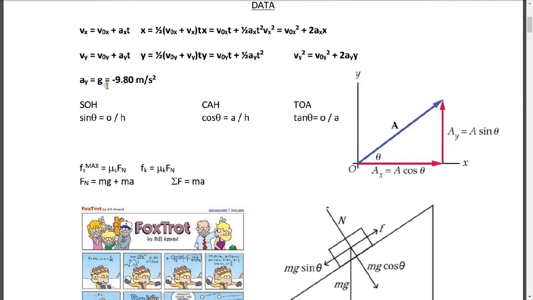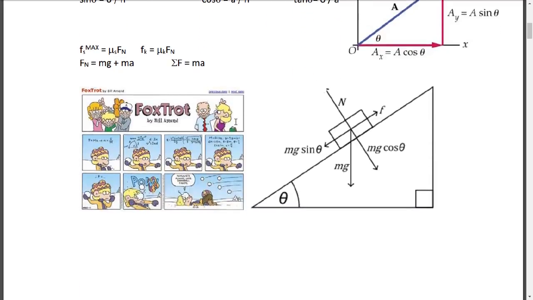We have the acceleration due to gravity, negative 9.8 meters per second squared. I give you information about basic trig functions. Do remember that A squared plus B squared equals C squared. I don't seem to give that explicitly here. We have friction to deal with: a maximum static frictional force as well as kinetic friction. And then just the normal stuff that we would have to remember about forces.